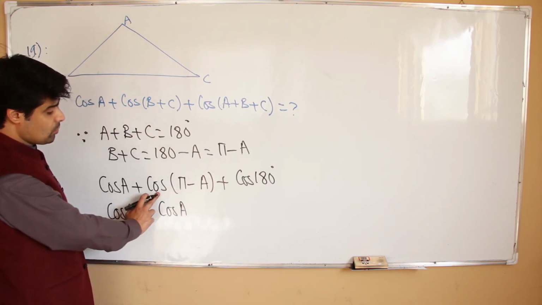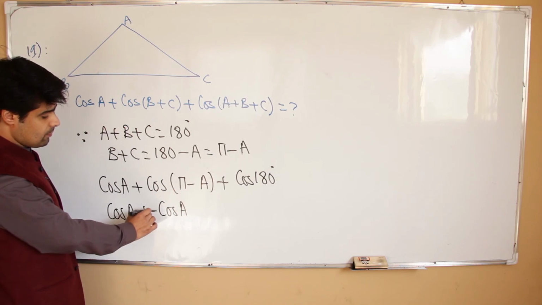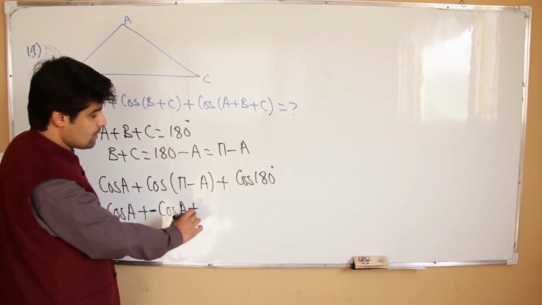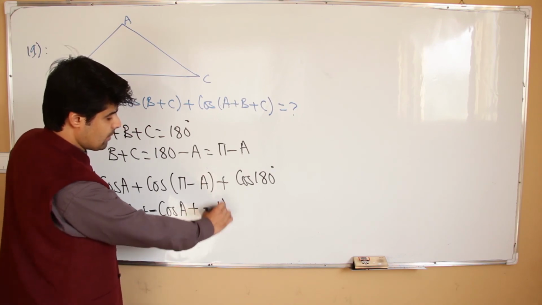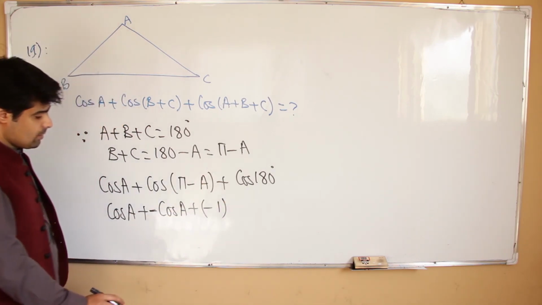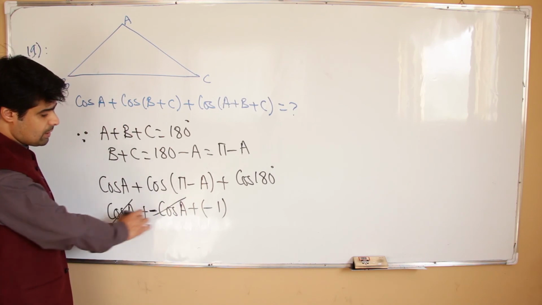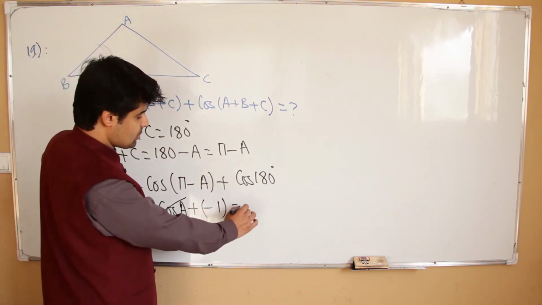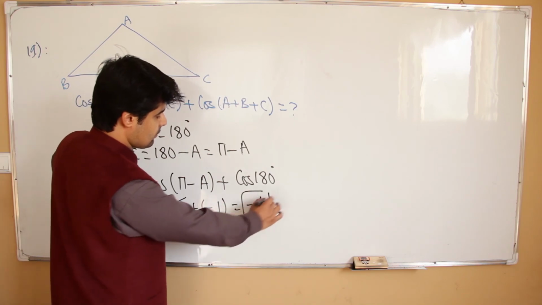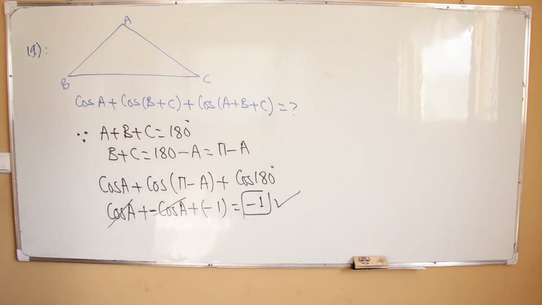In the second quadrant, cosine is negative. Plus, and instead of cosine 180, it is minus 1. Am I right? Yes. This cosine A with this minus cosine A, it is cancelled. So positive times minus 1, it is negative 1. Write it, please.